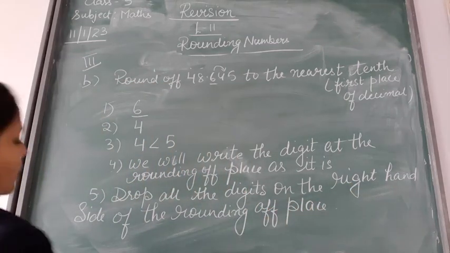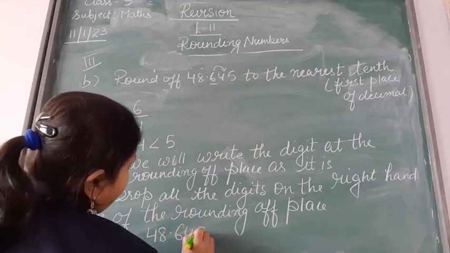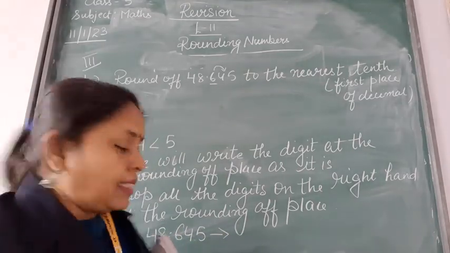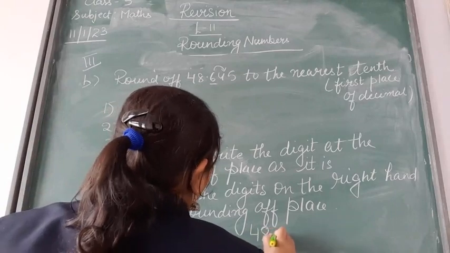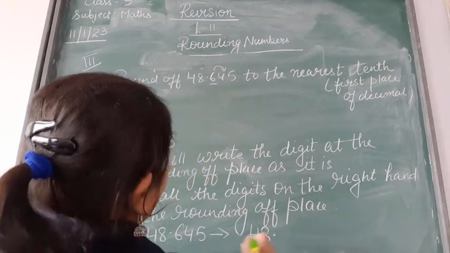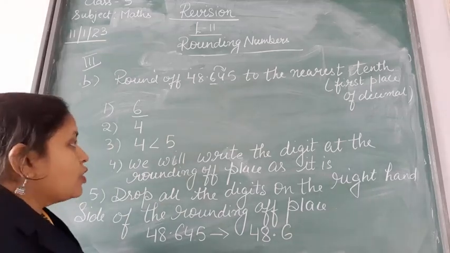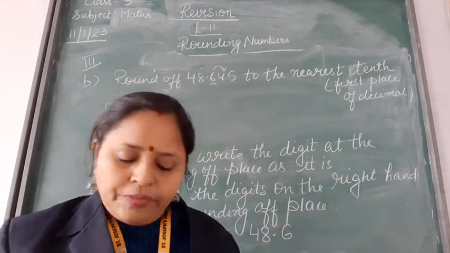Right. So now 48.645, when rounded off to the nearest tens place, it will become 48.6. Right. So children, I hope you have understood how to do the rounding off of the decimal fraction.